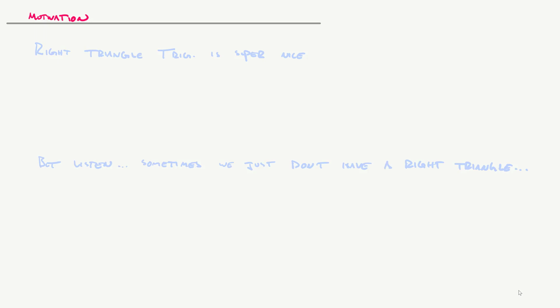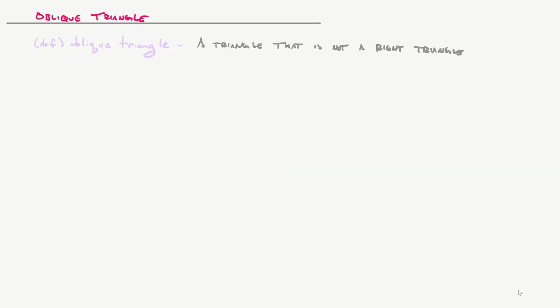But here's the thing. Oftentimes in real life, you're not going to have right triangles to work with. We might not be able to construct a right triangle for whatever reason, and so we're going to need to know how to solve for lengths and angles of triangles that aren't right, which, by the way, are called oblique triangles. An oblique triangle, stipulated definition, very straightforward, is a triangle that is not a right triangle, meaning it does not have an exactly 90-degree angle measure.